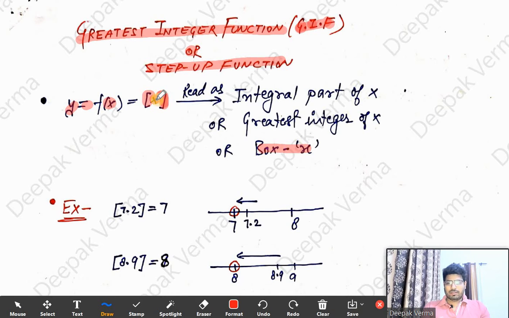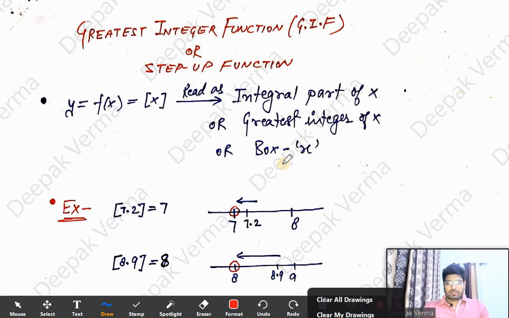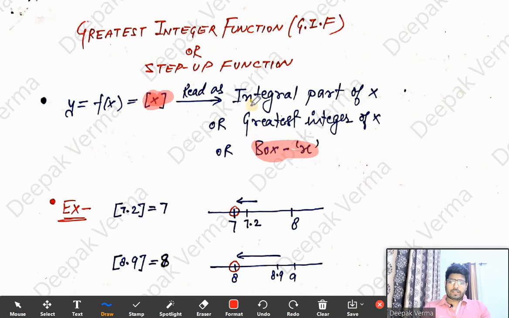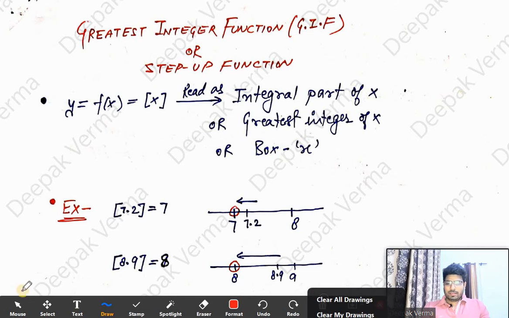Inside the box, we write x and we read it as integral part of x, or greatest integer of x, or box x. I generally read it like box x. Now it's up to you how you call it: greatest integer function, integral part of x, greatest integer of x or box x. It's your choice. I use box x. Got it?